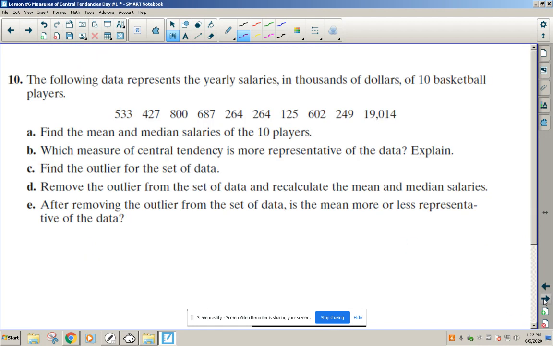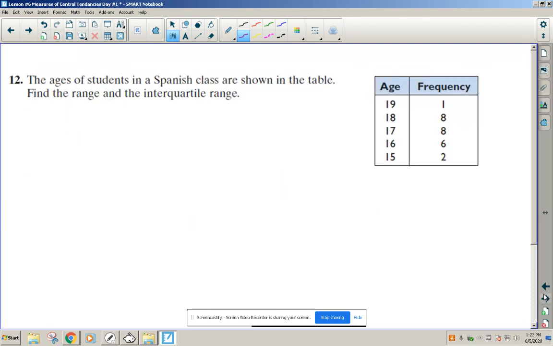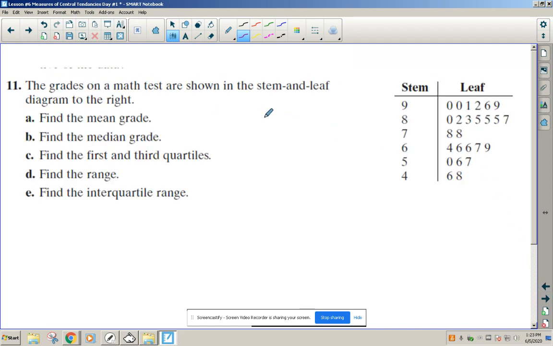So I am going to ask you to do 10, 11, and 12. And on 11, that's just a stem and leaf plot. You might remember this. The stem means the 9, and these are the leaves. This is the data value 90, 90, 91, 92, 96, 99. This is 80, 82, 83, 85, etc. So you could write your data out, but this is also from ninth grade that we want you to know.